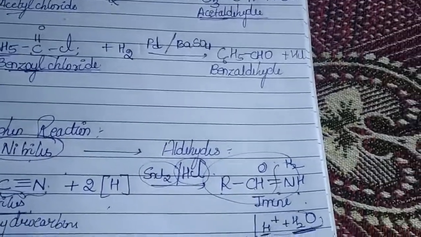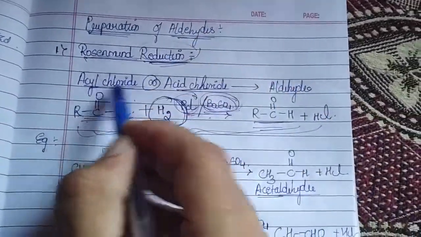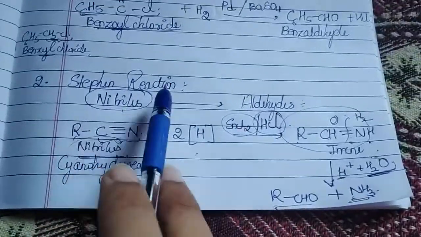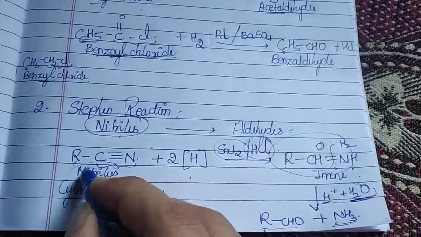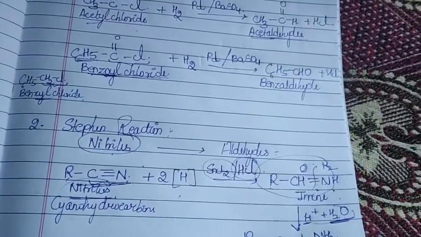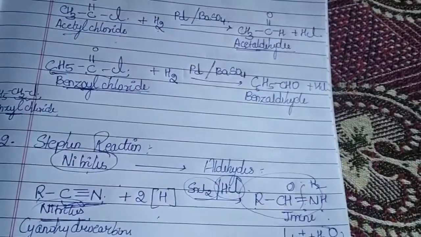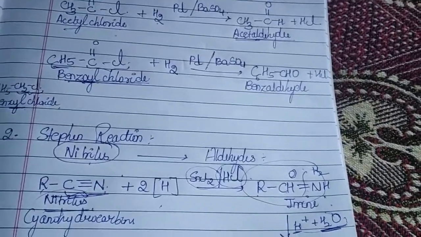Why I say this is important: in the Rosenmund reaction we are preparing the aldehyde from acyl chloride or acid chloride, whereas in the Stephan reaction we are converting nitriles to aldehydes. Two different reactants we are taking here and we are getting the same type of product, that is, aldehydes. Is that clear? Let us have certain examples regarding it.